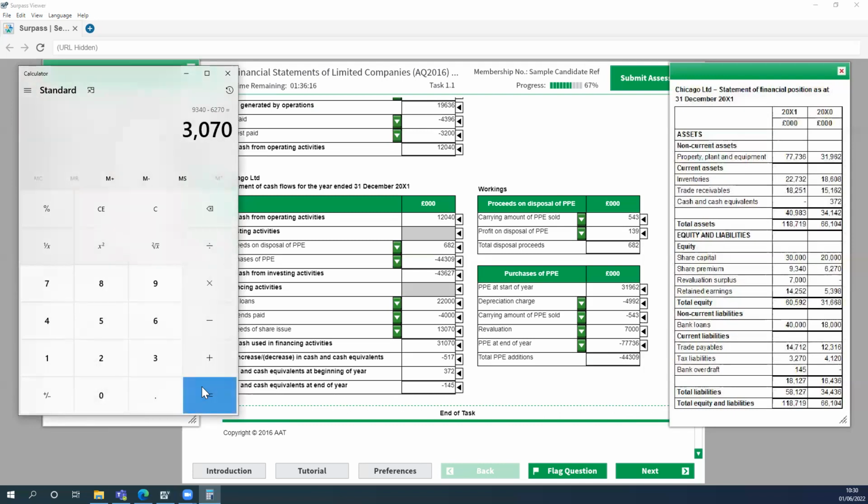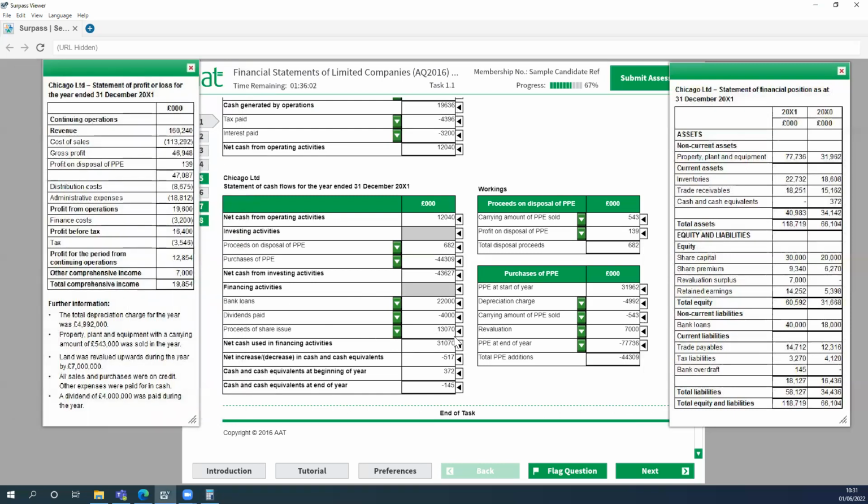So we've raised an extra 3,070, or 3 million. Then add the 10,000, which is where you get the proceeds from your share issue of 13,070. Okay, so what's the net cash from our financing activities?